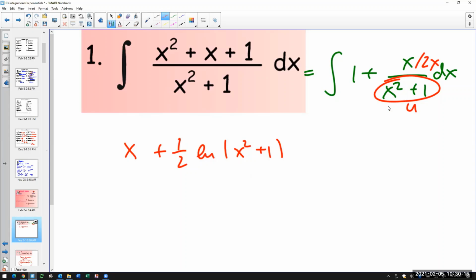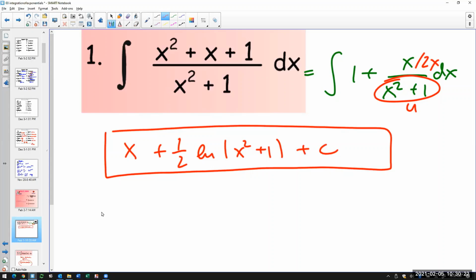Okay, so what I have is 1/2 ln of the entire bottom, but I had to take the derivative of the entire bottom. Make sure you did that if I think it's an ln problem, plus c, and bam, that is my answer. Can you do that by yourself? Okay, I think you can.